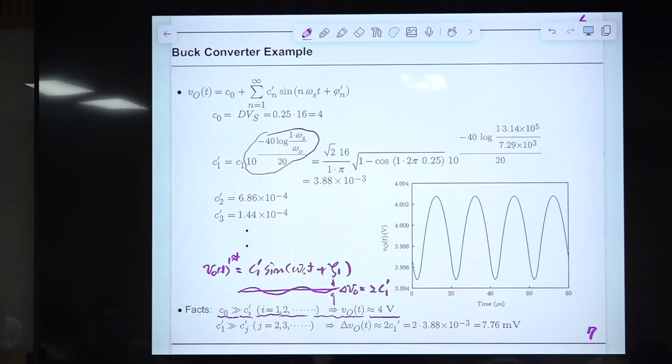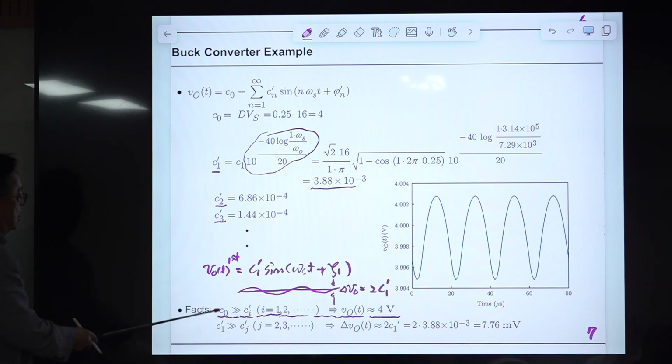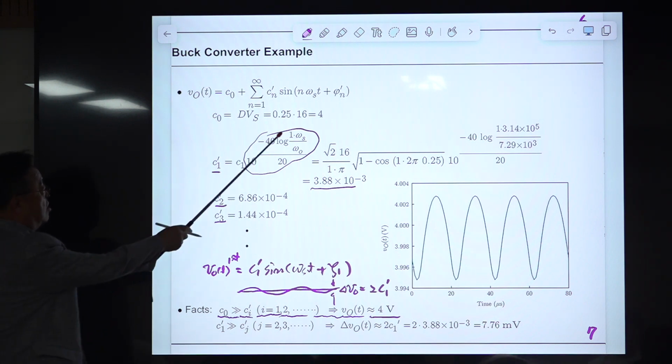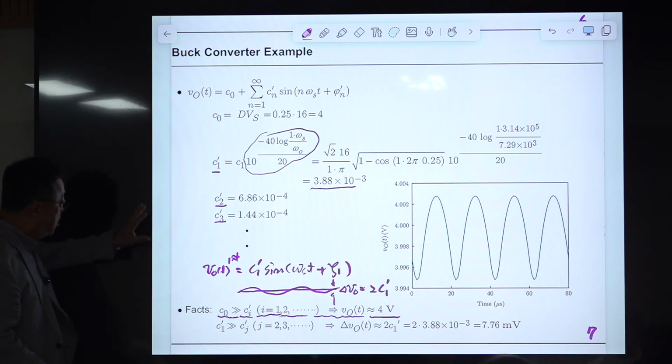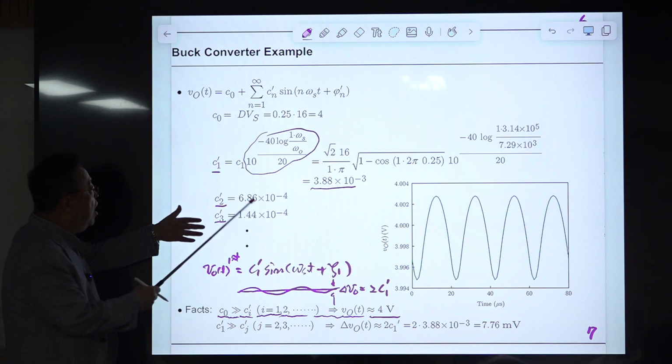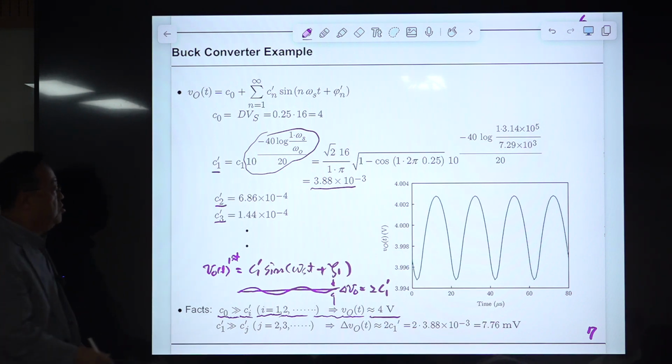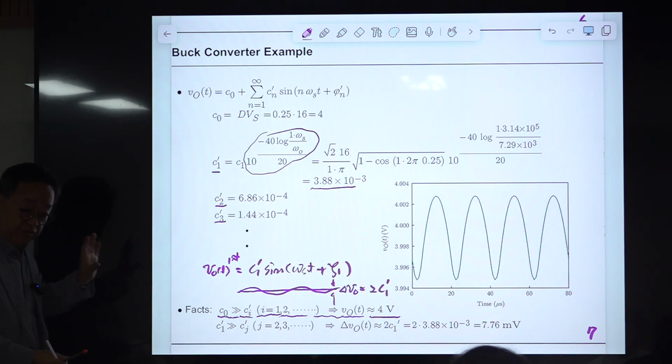We calculate this one. So this is the coefficient of the fundamental component of our voltage. This is the second harmonic, third harmonic, and so on. One observation here is that this C0 component is 10 times larger than this, and it becomes even larger than this one. So the output voltage is practically 4 volts.